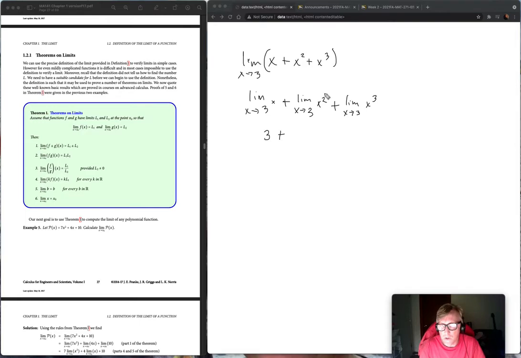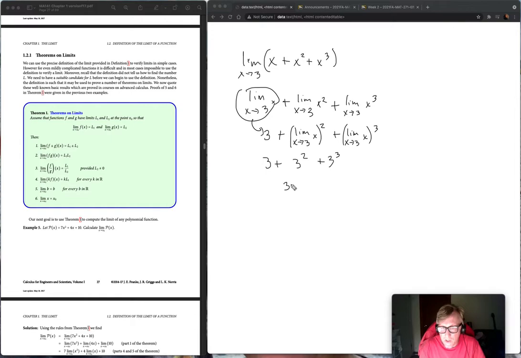But what I can do here is say, hey, this is the limit as x approaches 3 of x, which I've already found out, and then I can square that limit number, right? So the limit of a power is the power of the limit. The same is true for any real number power, right? So I can do that whole limit cubed. And so I already know that this limit is 3, right? So this is going to be 3 squared, and this is going to be 3 cubed.